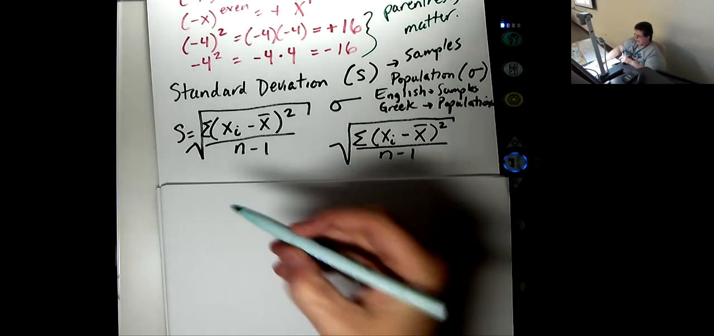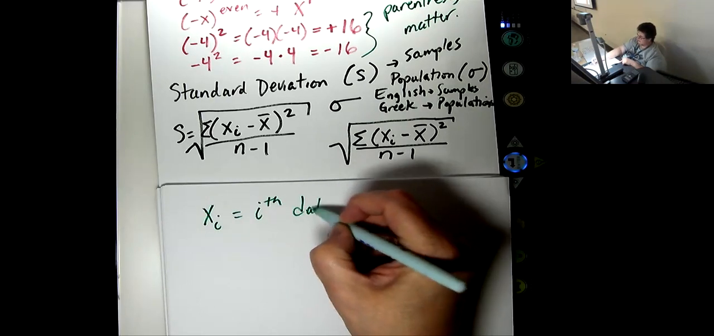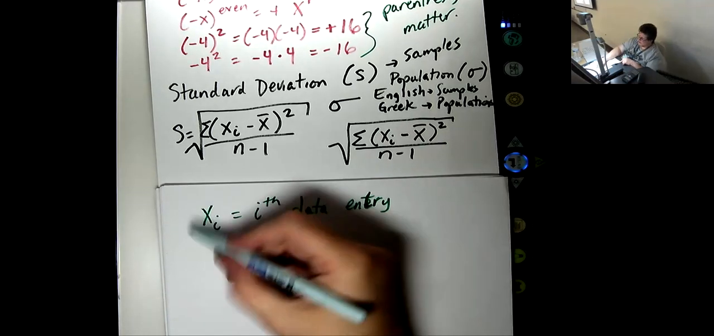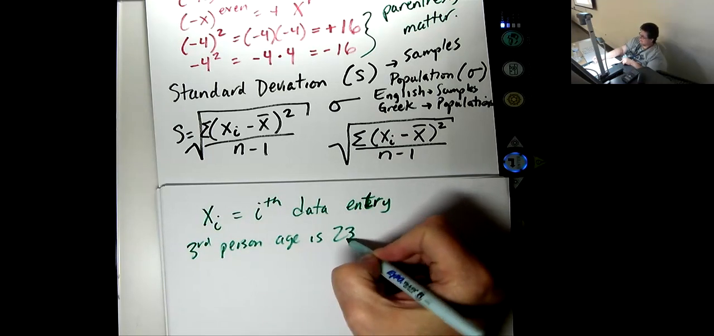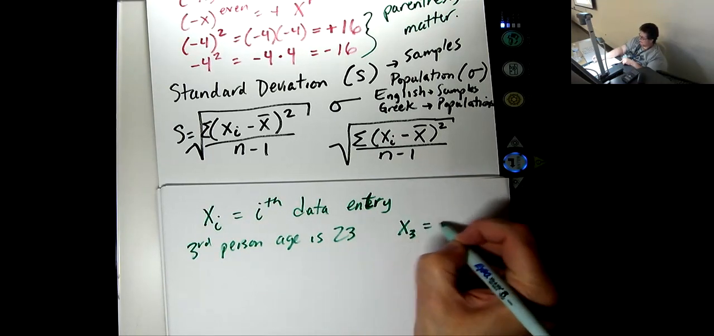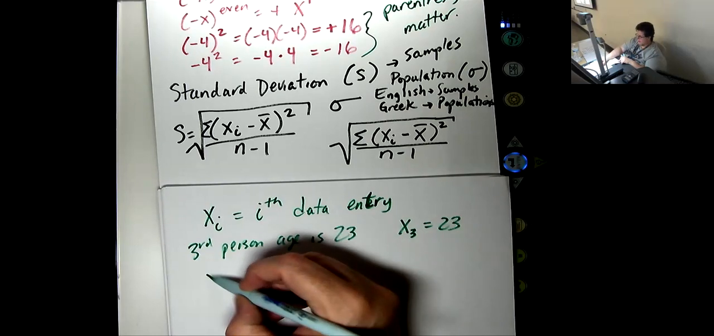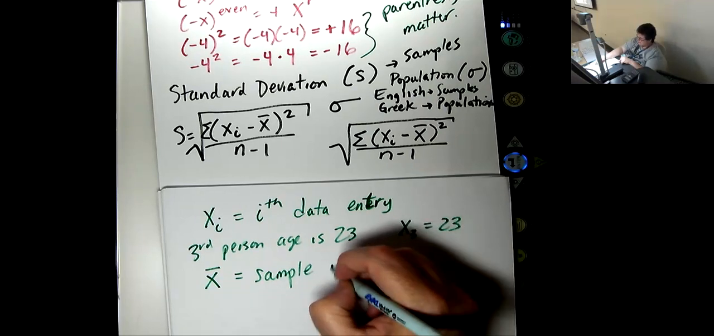So what we have here: x sub i is the ith data entry. If the third person says their age is 23, it would say x3 equals 23. That's what I mean by ith data entry. x bar is the sample mean. We'll be talking about means in chapter 3.